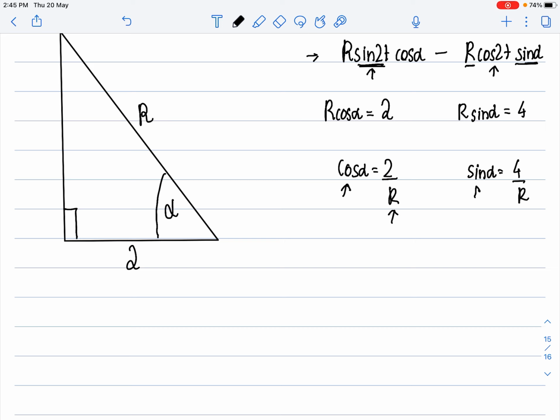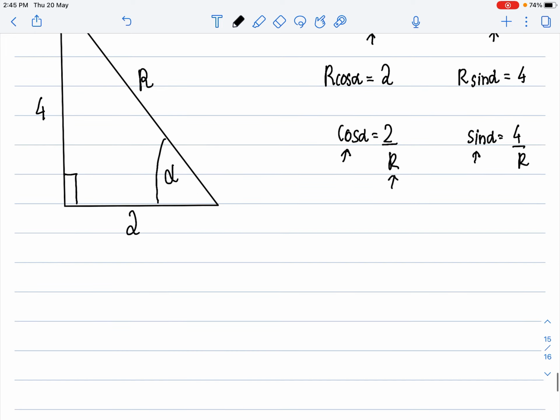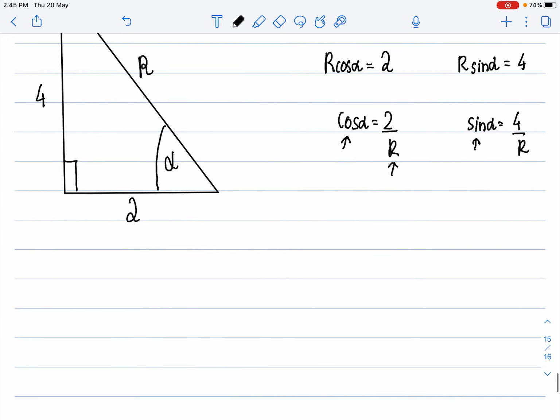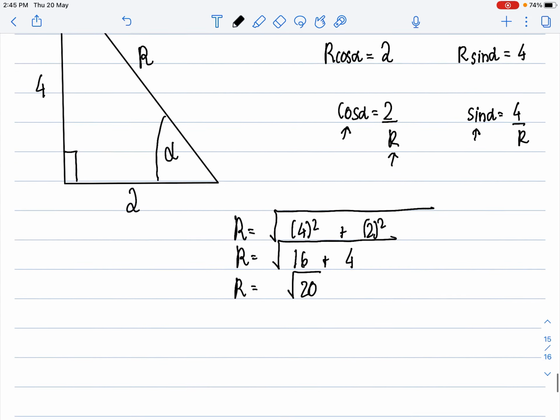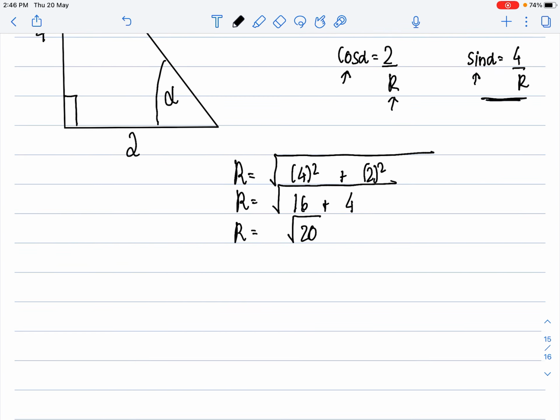The same way I know sine is the opposite over the hypotenuse. So my opposite is 4 and my hypotenuse is r. What I basically need to do is, I know r will be equal to the square root of 4 squared plus 2 squared using simple Pythagoras. So I'll get the square root of 16 plus 4, which is basically r equal to root 20. Okay, so now I know sine alpha is equal to 4 by r.